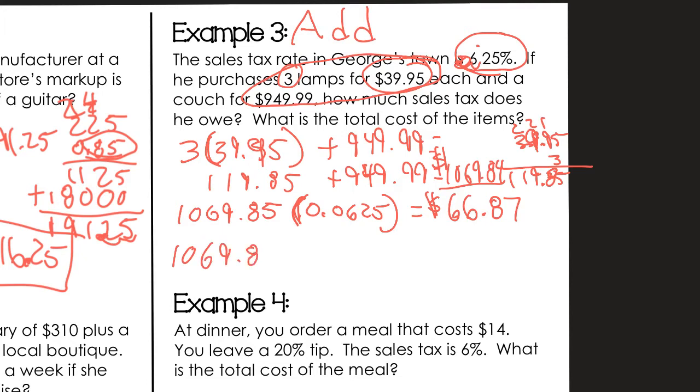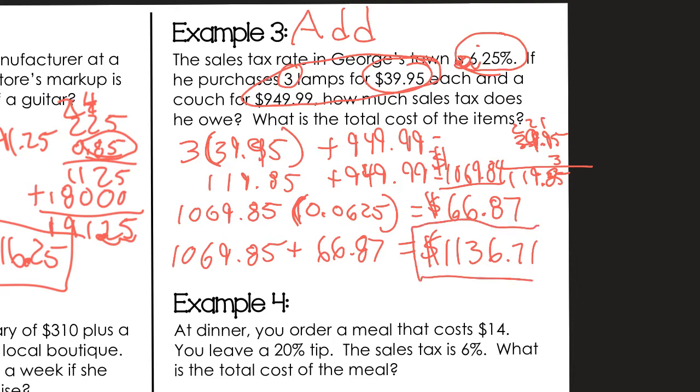Well, I've got to add that to my original amount to get the final. So 1,069.85 plus 66.87. We could do it the long way. We could use a calculator. I'm just going to, for the sake of time, use the calculator. And I end up with 1,136.71. And I'm just going to box that so we know where the answer is.